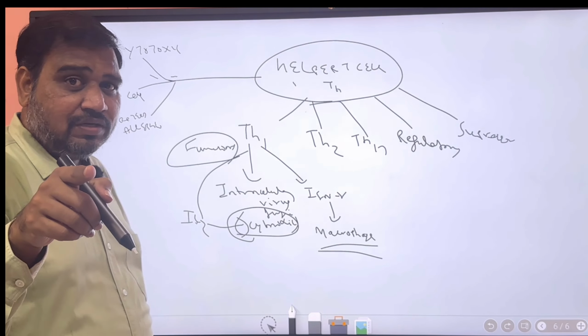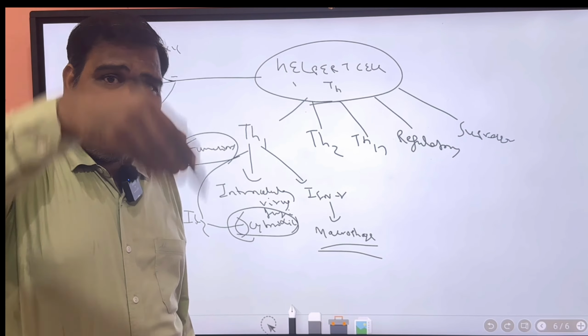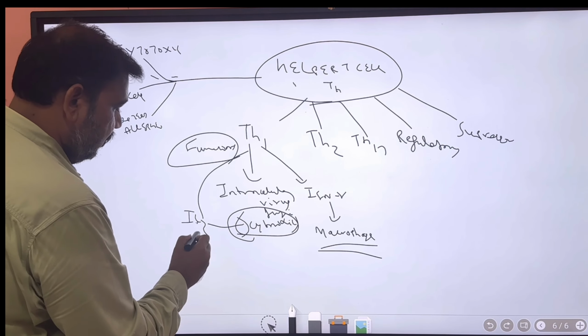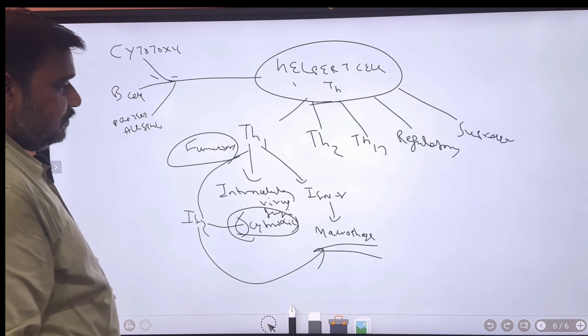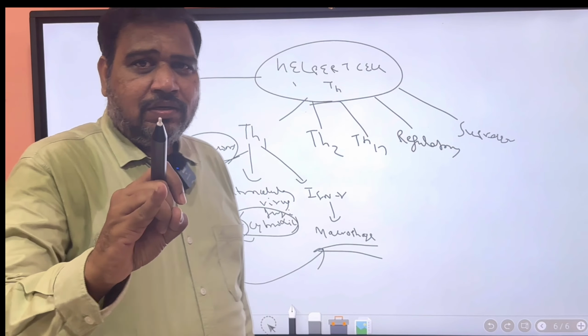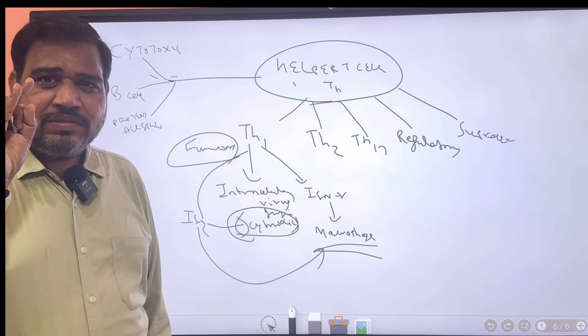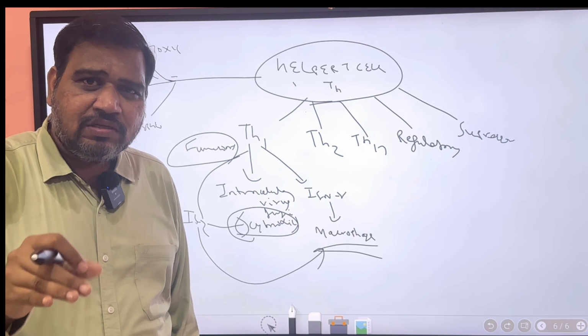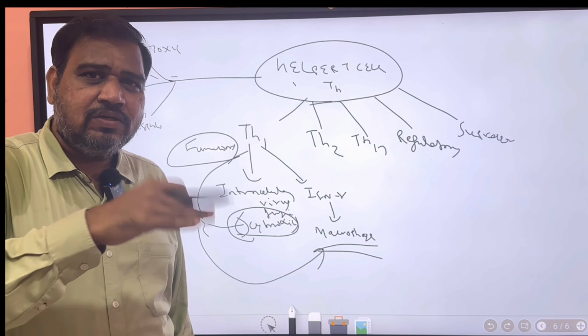I already told interleukin 2 functions. One function is autocrine stimulation. Another function I told is it activates macrophage. Interleukin 2 also activates macrophage, and interferon gamma also activates macrophage, that you can note down. So Th1 is helping in activating cytotoxic T cell via interleukin 2. It helps in activating macrophage via interferon gamma as well as interleukin 2.